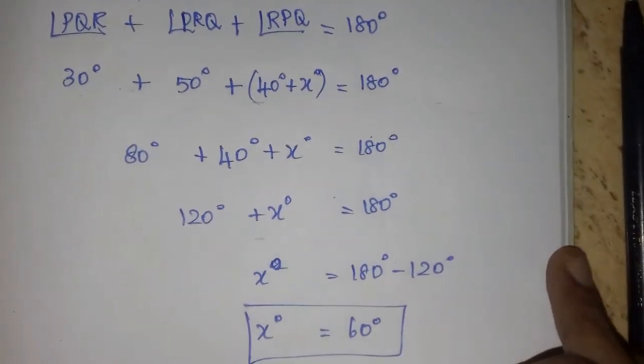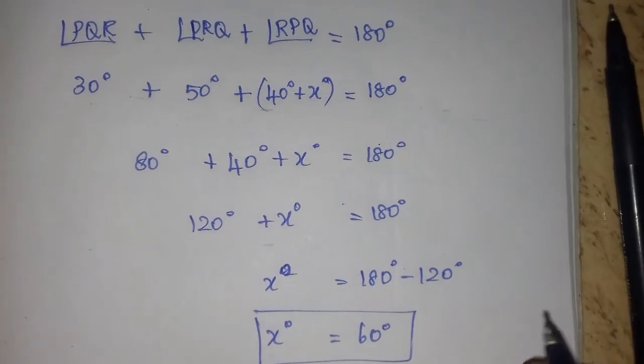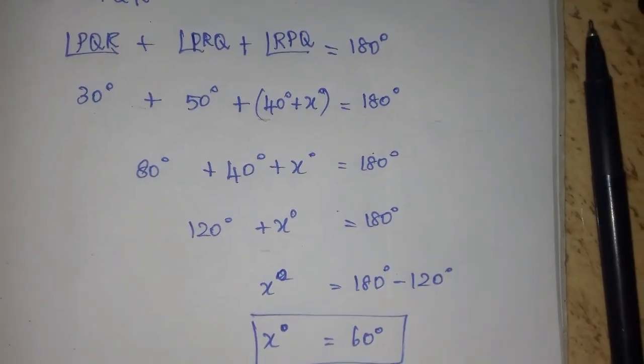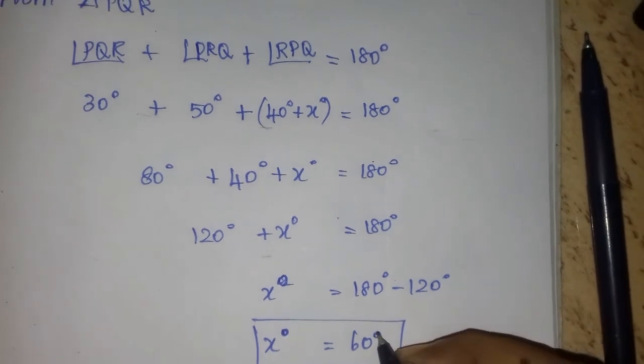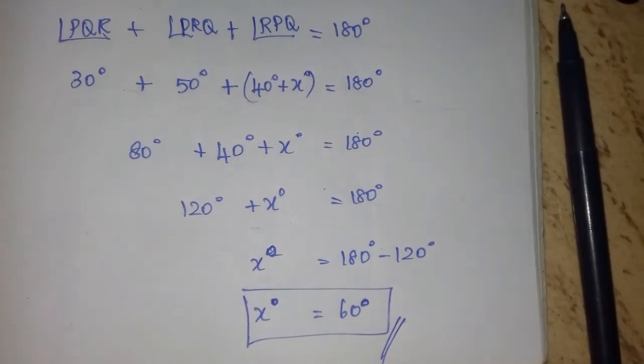Can you understand this? Okay. What we have to find? We have to find the value of x. Here value of x is 60 degree. This is the answer. Can you all understand this problem?